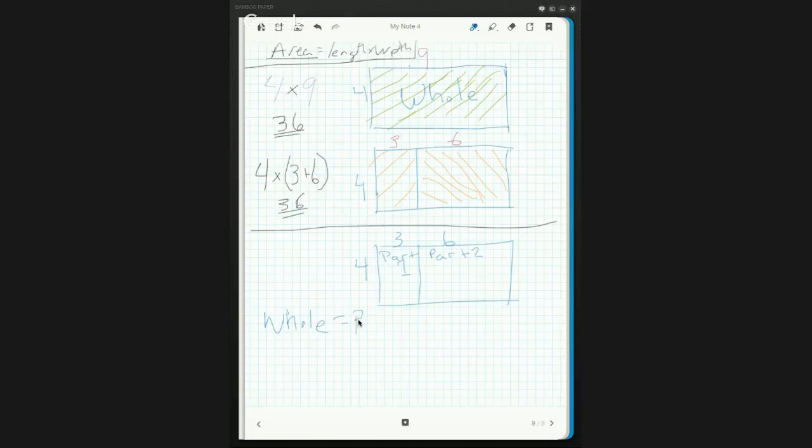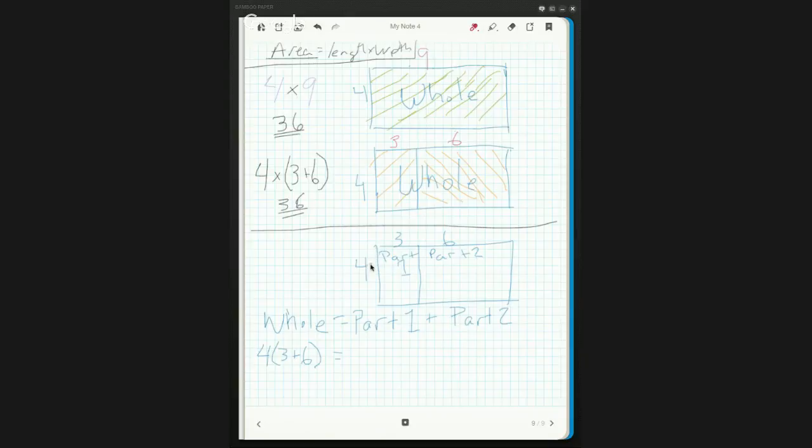So the key here is that the whole has to equal part 1 plus part 2. And this whole thing is the whole. So one way of looking at the whole is 4 times 9, but the other way of looking at the whole is 4 times 3 plus 6. Let's just write that down for the whole: 4 times 3 plus 6. And then we're going to learn about our distribution in a second. But anyway, let's look at part 1.